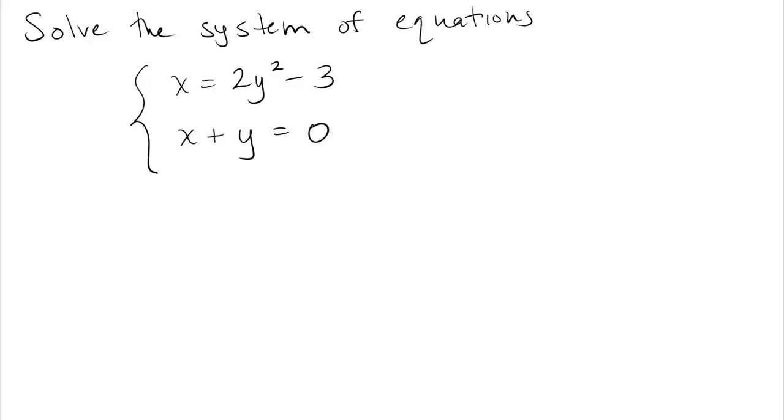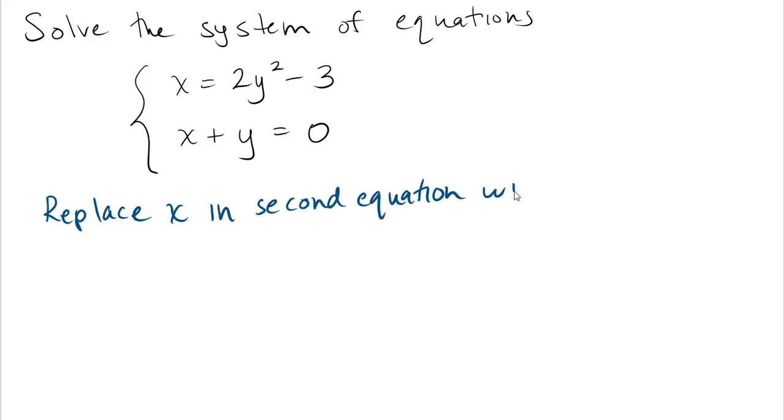So I'm going to replace the x in the second equation with its equivalent from the first equation, which is 2y squared minus 3. So instead of x plus y equals 0, we get 2y squared minus 3 plus y equals 0.